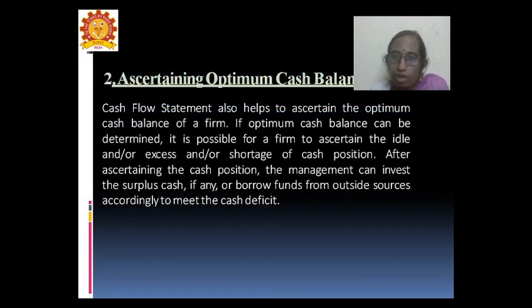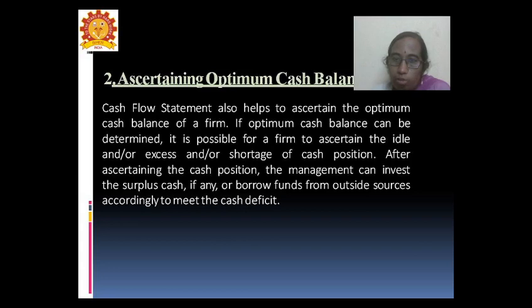Second is going to be ascertainment of the optimum cash balance. So the cash balance, that is both the inflows and outflows, are going to be ascertained and the proper balance has to be maintained. When the cash flow statement is being prepared, it makes it easy for them to look at the cash position of the business and to ascertain the optimum cash balance of a firm.